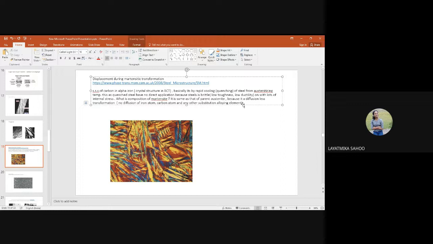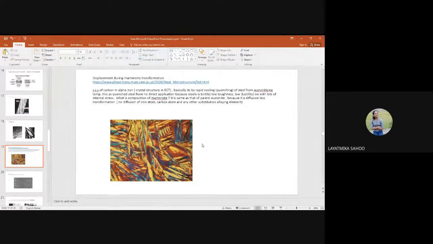And this kind of transformation you have to remember is called displacive transformation. I will tell you that soon in the next class maybe. Displacive transformation, and pearlite transformation is called reconstructive transformation. Okay, fine. We will not discuss much here.